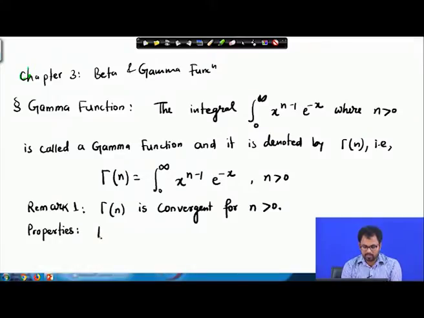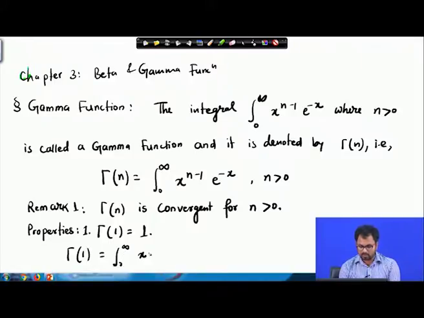So, the first property is gamma 1 equals 1. This one is pretty straightforward to see. To prove this, gamma 1 equals the integral from 0 to infinity x to the power 1 minus 1 e to the power minus x. Now, this can be written as the integral from 0 to infinity x to the power 0, which is 1, and therefore we end up with e to the power minus x.